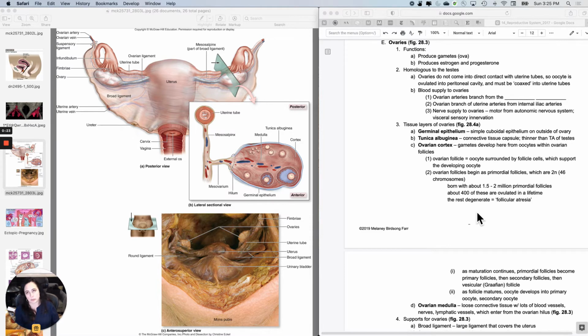And then, similar to the male gonads, they have double functionality. They produce gametes. In a female, those are called ova or oocytes. And then they also produce hormones. And the hormones that they produce are primarily estrogen and progesterone.